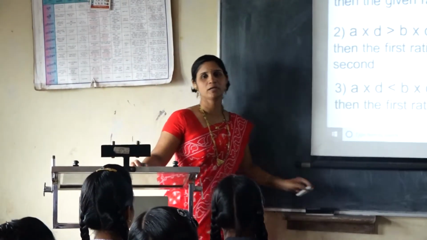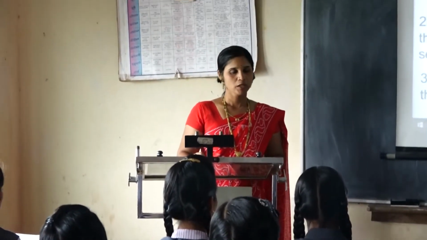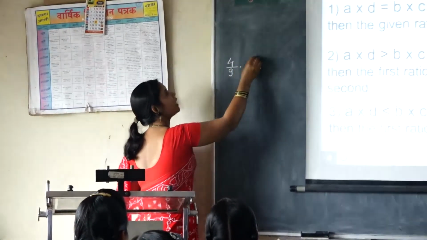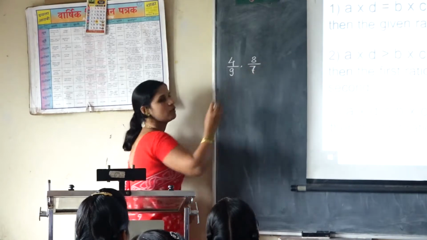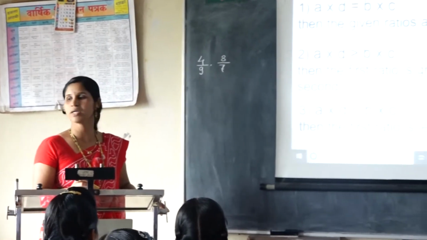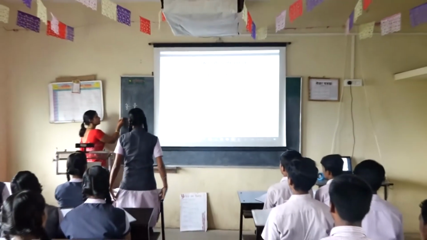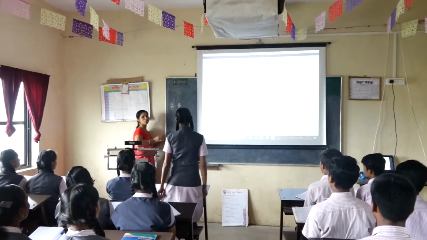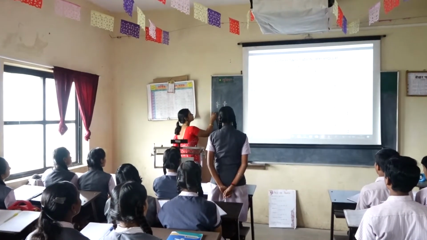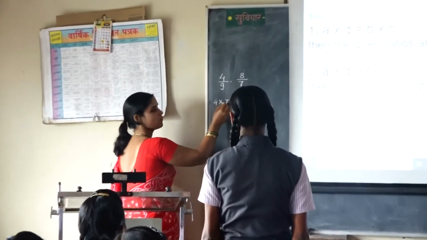We can explain it by taking two examples. For example, if we are given two ratios 4 upon 9 and 8 upon 7, and we have to compare them with these methods, how can we compare? At first, we have to take the first cross product. The first cross product is 4 into 7, equal to 8 into 9. This is the first cross product.